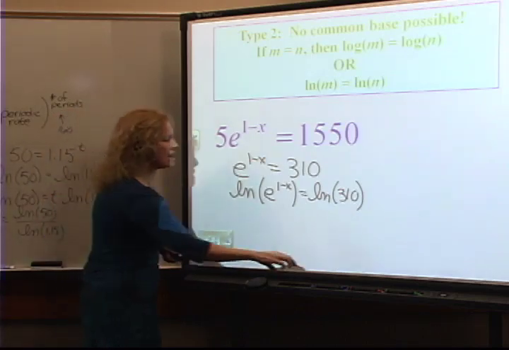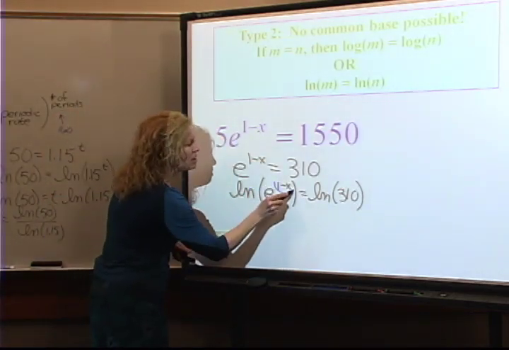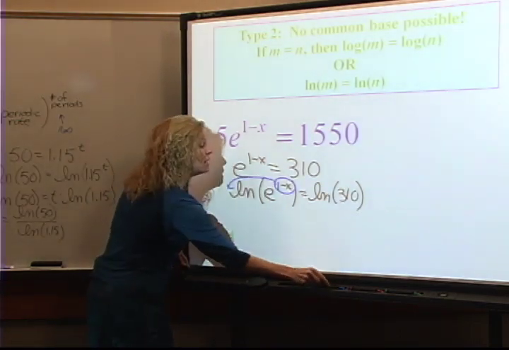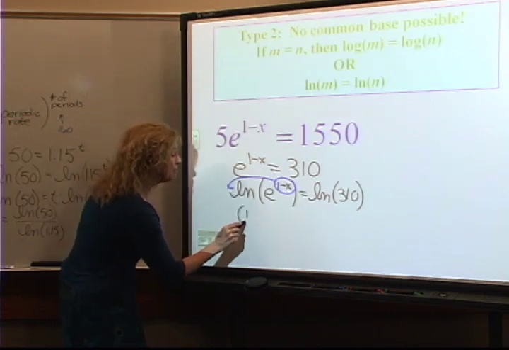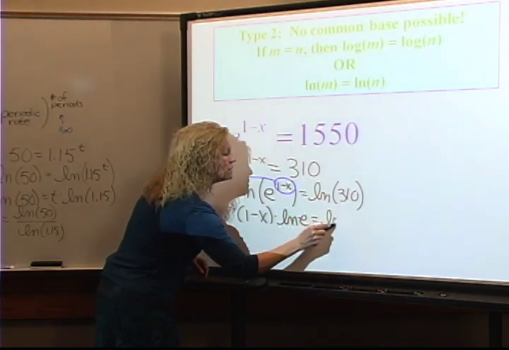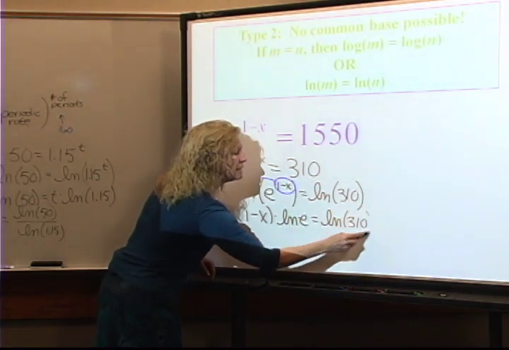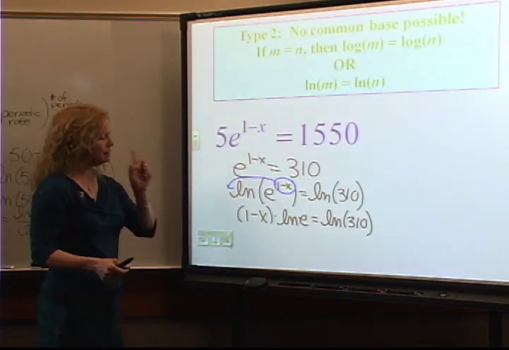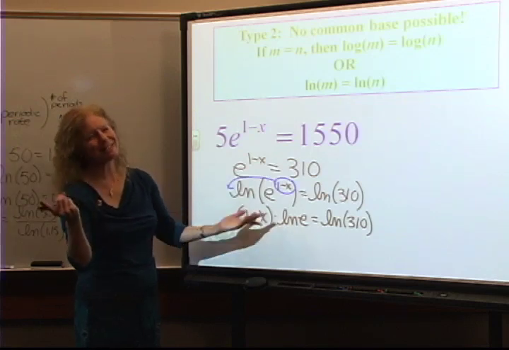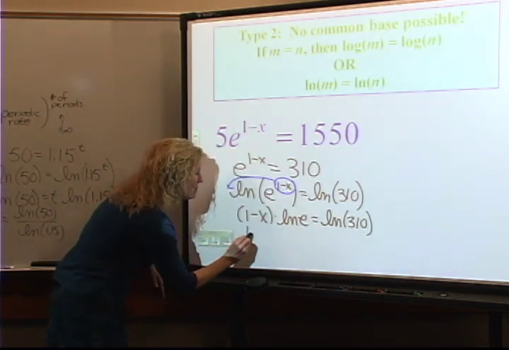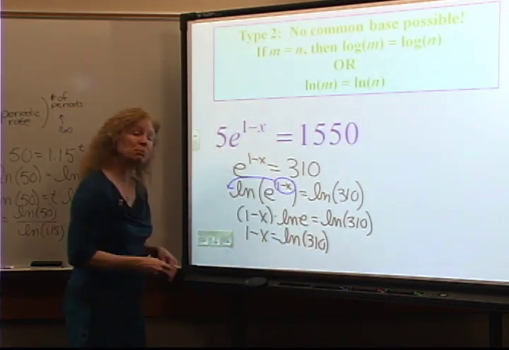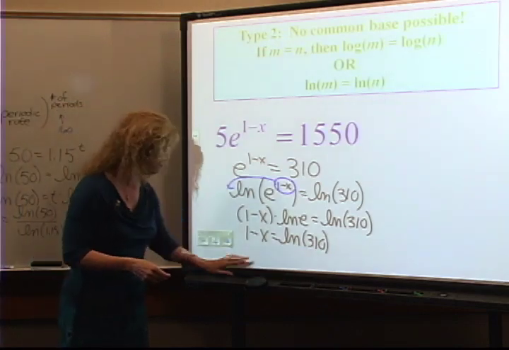Now, why am I doing that? Because the logs allow me to bring this exponent down in front. Because that's a complicated one, I'm going to make it 1 minus x times natural log of e is equal to natural log of 310. And natural log of e is what? That's why I liked the natural logs here. So 1 minus x equals natural log of 310, and this becomes pretty easy to solve at this point.